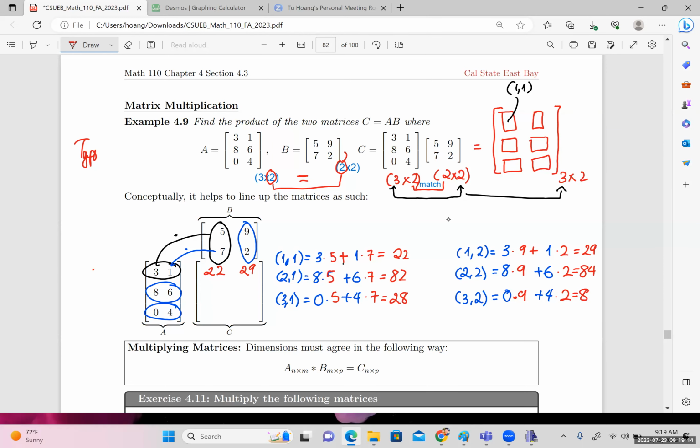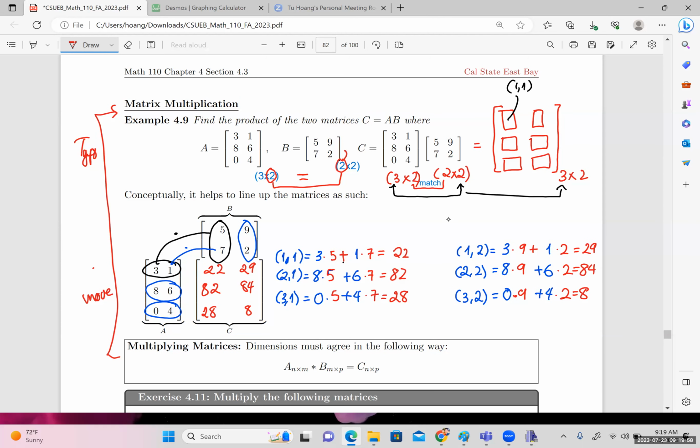So put everything in. So 82 should be here. 84. Next one is going to be 28. And then 8 here. Okay, so that is the way we do multiplication between two matrices. I would love to move this up here before doing example 4.9, but anyway, that's fine.